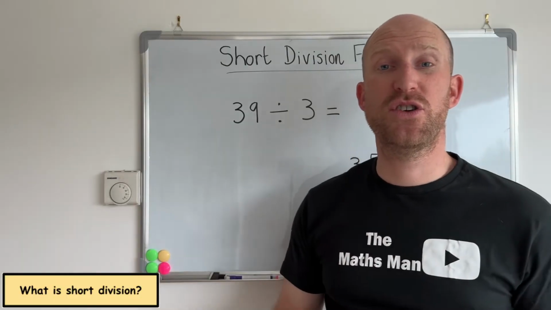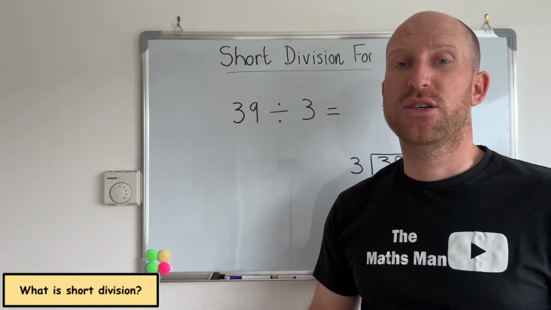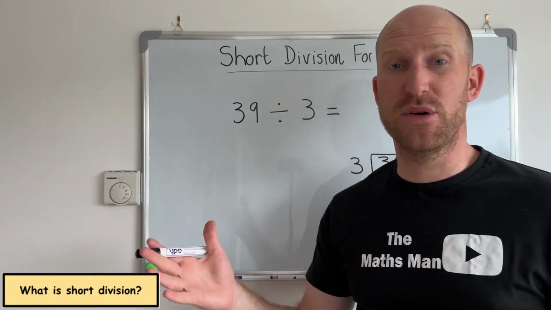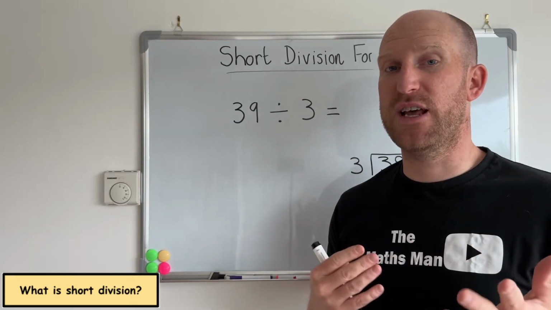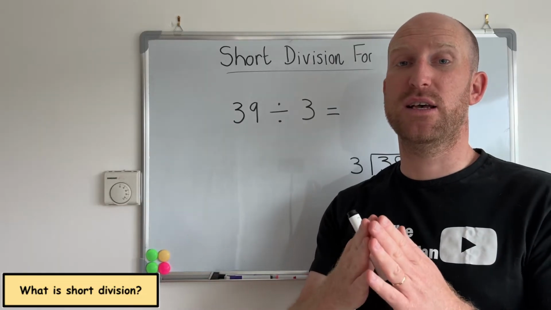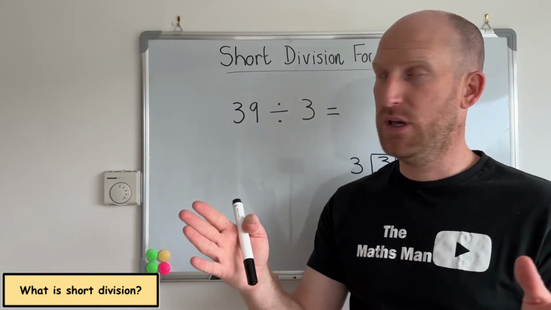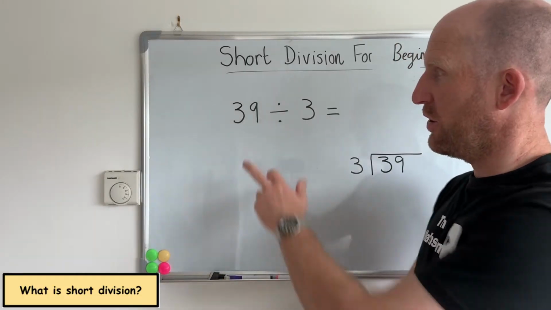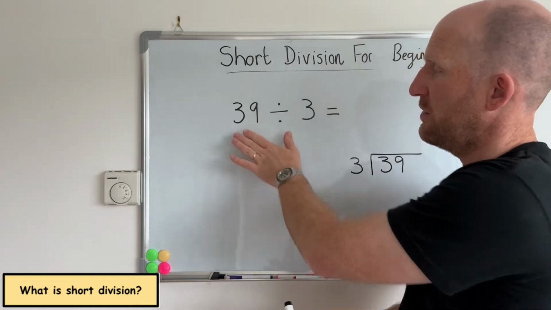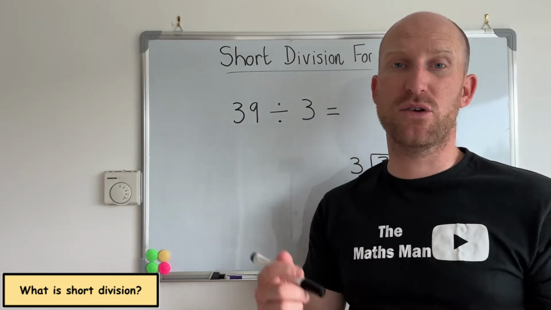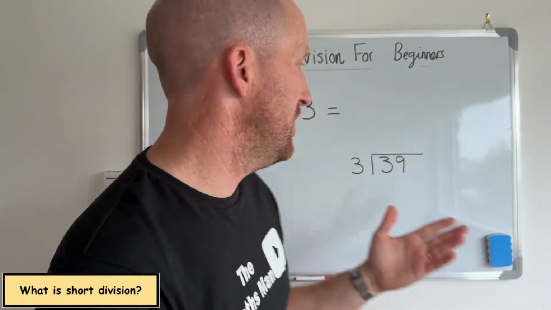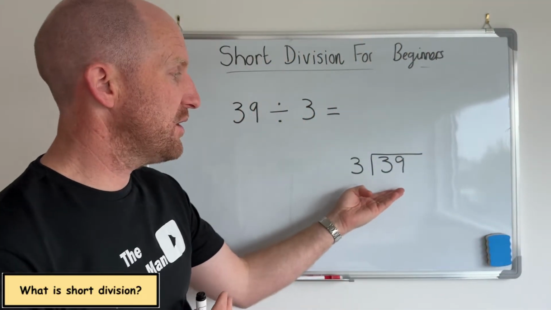So what is short division and what does it look like? Short division is a written method that we use to divide numbers, and it's usually the next step that's taught after sharing. In this video we're going to be looking at short division at a basic level. To begin with, we're going to be looking at 2-digit numbers divided by a 1-digit number. This is how a question may look in a book, but to work it out using short division, this is what it might look like.